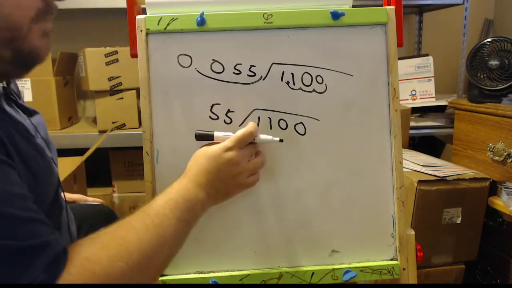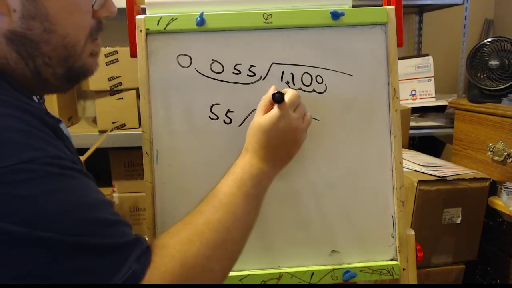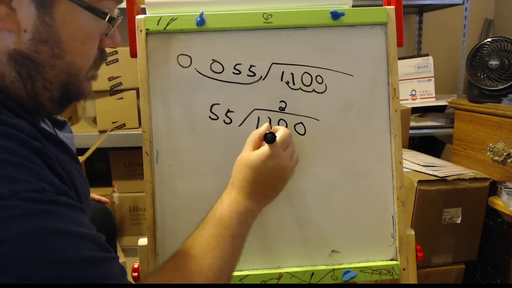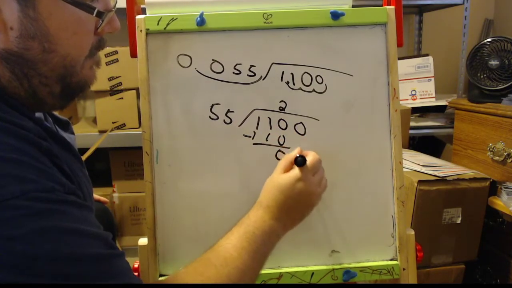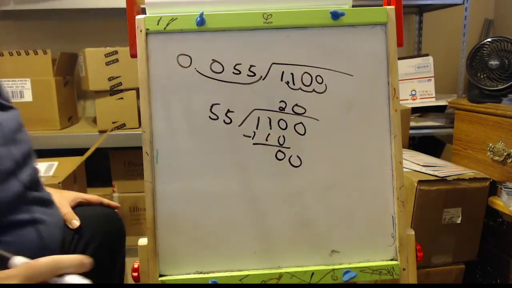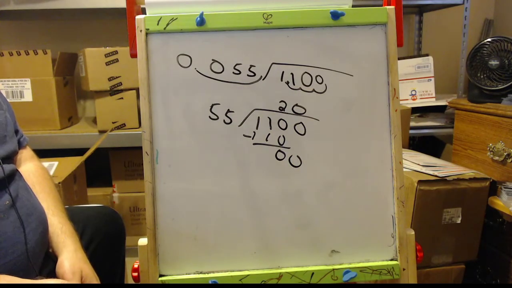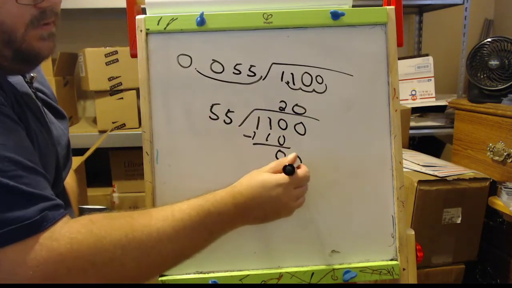So 55 doesn't go into 1. 55 doesn't go into 11. 55 goes into 110 twice. Which is 110. Bring that down, and we're left with 20 as our answer. Okay. Because 55 goes into 0 0 times.